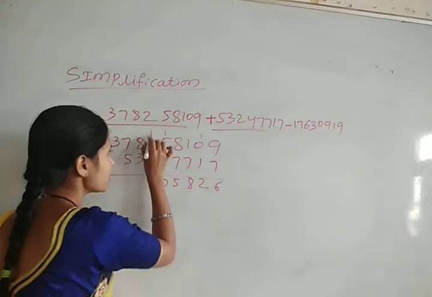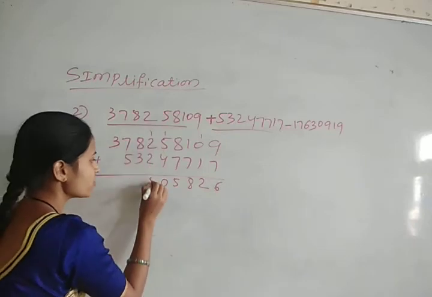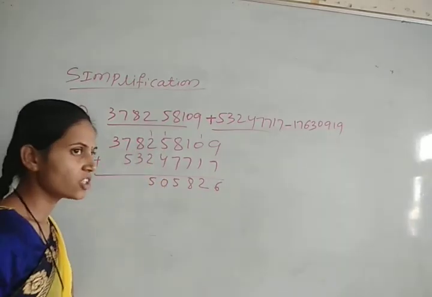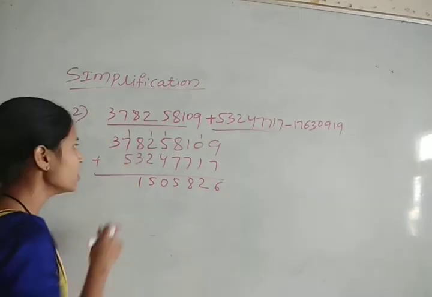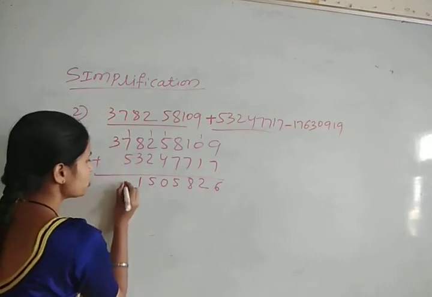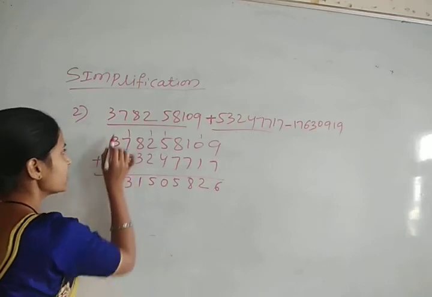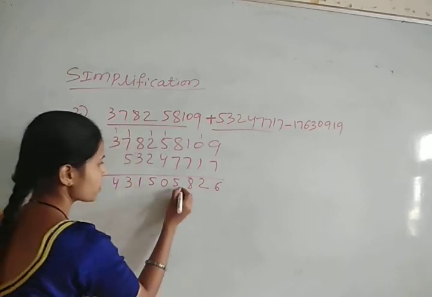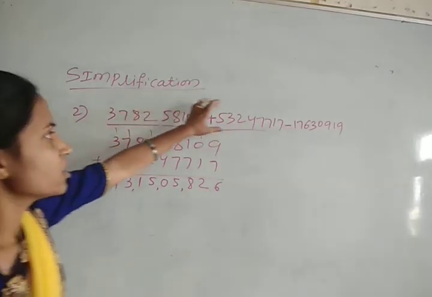6 plus 4 is 10. I will write 0. Take 1 as a carry. Now 2 plus 1 is 3. 3 plus 2 is 5. 8 plus 3 is how much? 8 plus 3 becomes 11. I will write here 1. Take 1 as a carry. Now 7 plus 1 is 8. 8 plus 5 is how much? 8 plus 5 becomes 13. I will write 3. Take 1 as a carry. 4. Okay. So this is the result we have got after adding these two numbers.